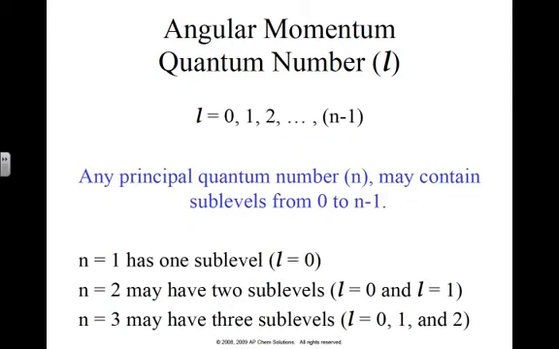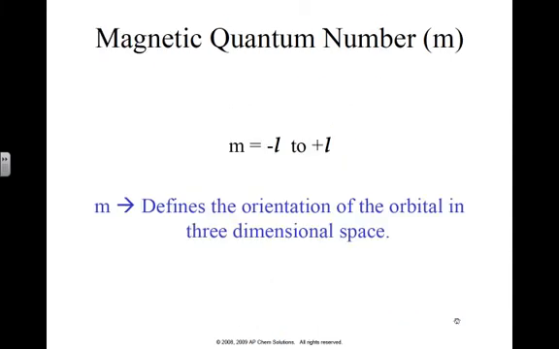One thing that they always say is the angular momentum number can be any quantum number; n may contain sublevels of 0 all the way up to n minus 1. So for example, if you have the third energy level, then you can have sublevels of 0, 1, and 2. The magnetic number is going to be some sort of number between negative l all the way to positive l. So if it's negative 1, 0, or positive 1.